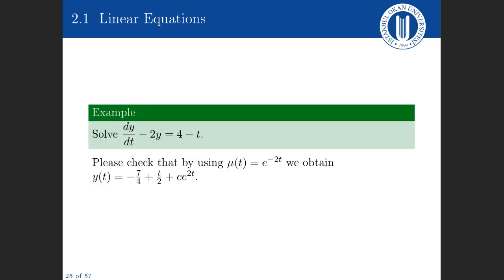Okay, nothing new there. Solve dy/dt minus 2y is equal to 4 minus t. I'm not going to do this one, I leave this for you to check. Check that if you use the integrating factor e to the power minus 2t, because there's a minus 2 just here, then go through the previous method: multiply by the integrating factor, use the product rule, integrate, etc. You can check that the solution is minus 7 over 4 plus t over 2 plus c e to the power 2t.